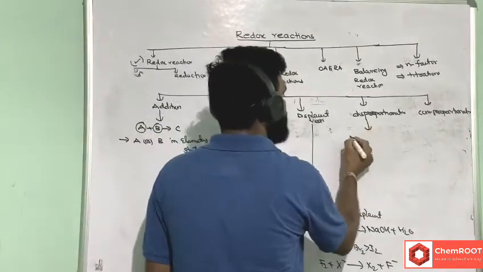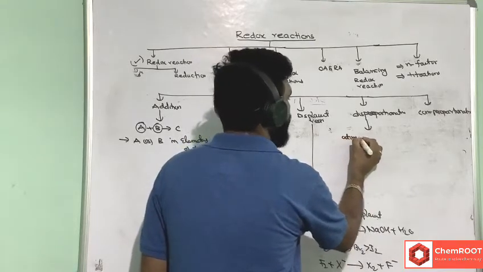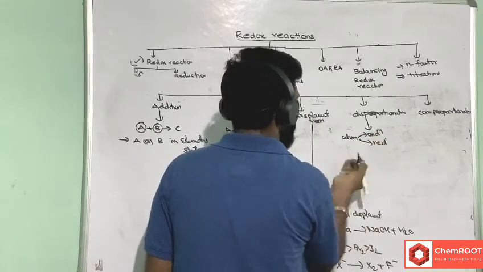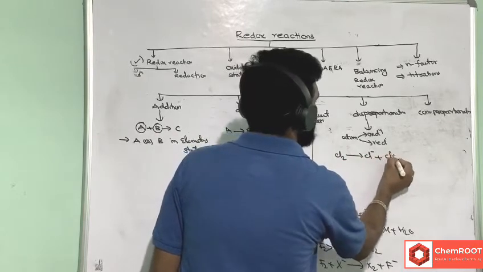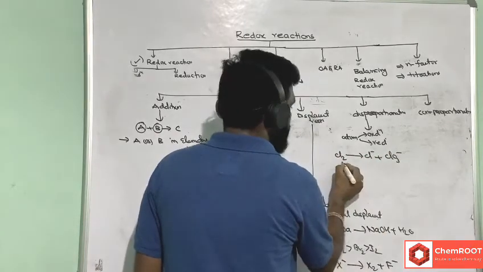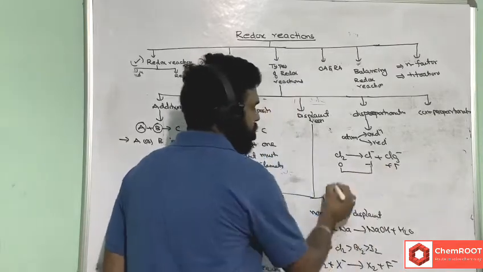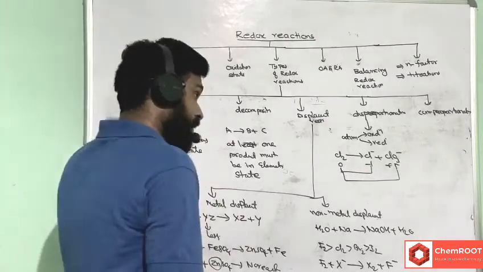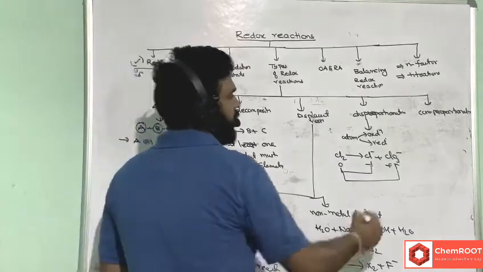Disproportionation means the same element undergoes oxidation as well as reduction. One atom undergoes oxidation as well as reduction. Example: Cl2 is converted into Cl minus and ClO3 minus. So here 0, minus 1, plus 5. This is reduction, this is oxidation. So the same element undergoing oxidation as well as reduction comes under a disproportionation reaction.